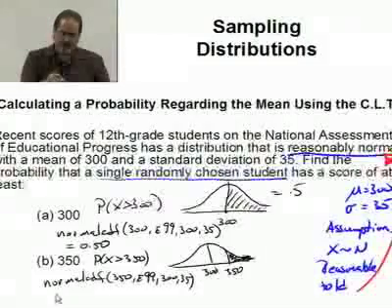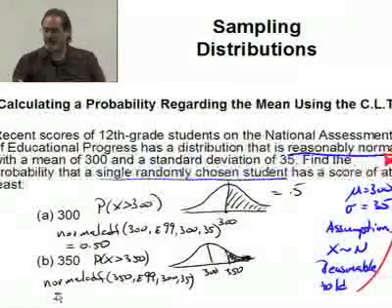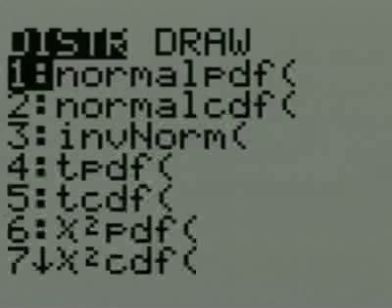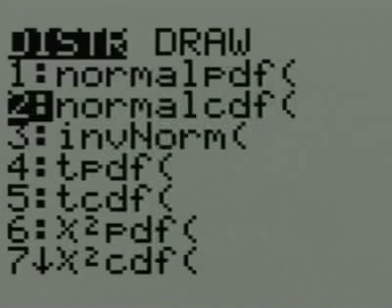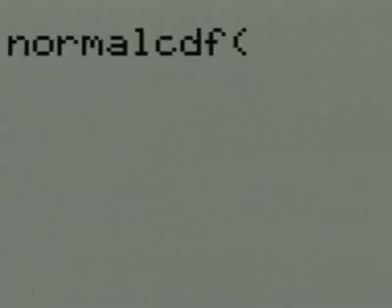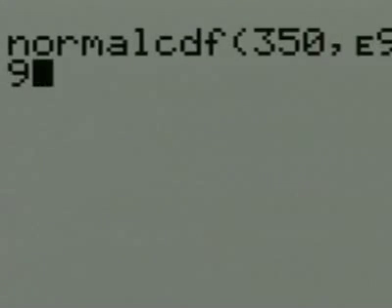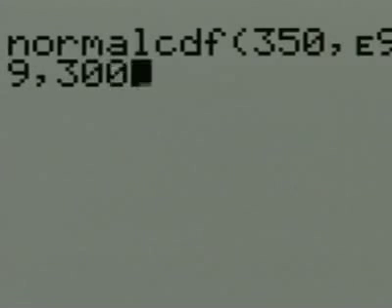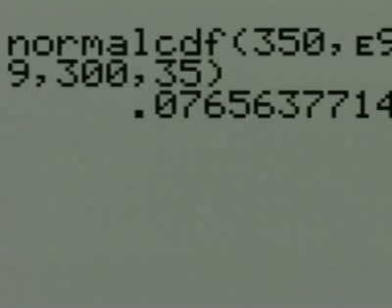And when I do that, I get, gosh, I don't know. Let's go to the calculator real quick and actually do it. So if I go second distribution, I want normal CDF. I need 350 to infinity, E99. The mean's 300, standard deviation is 35. Hit enter, and I get 0.0765, yada, yada, yada.